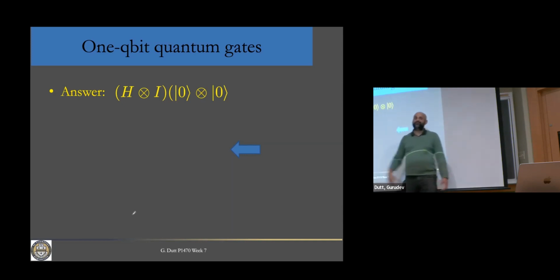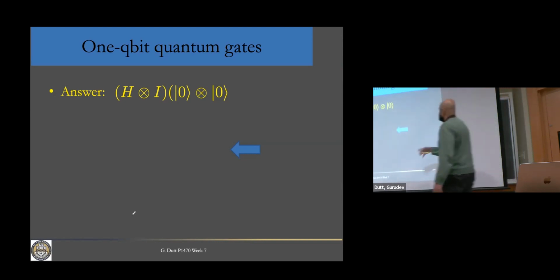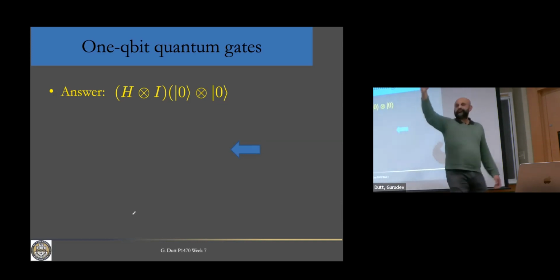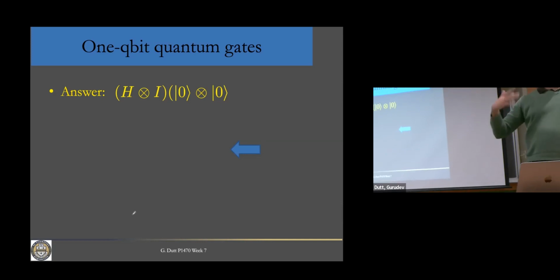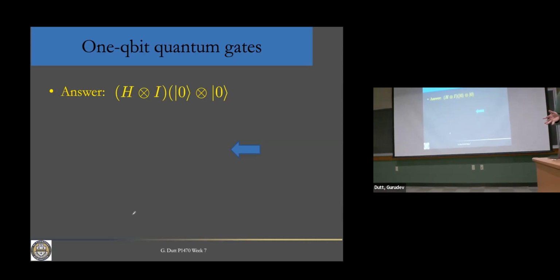H tensor I is exactly that gate, because, as you said, on the left qubit it'll do a Hadamard. On the right qubit, it'll leave it identity. Okay? And the way we want to think about gates is irrespective of what's coming in on the input side, because we want the gate to work no matter what's coming in. It could be a product state, it could be an entangled state, whatever it is, it should just do its thing. It should give a Hadamard on the left qubit and nothing on the right qubit.